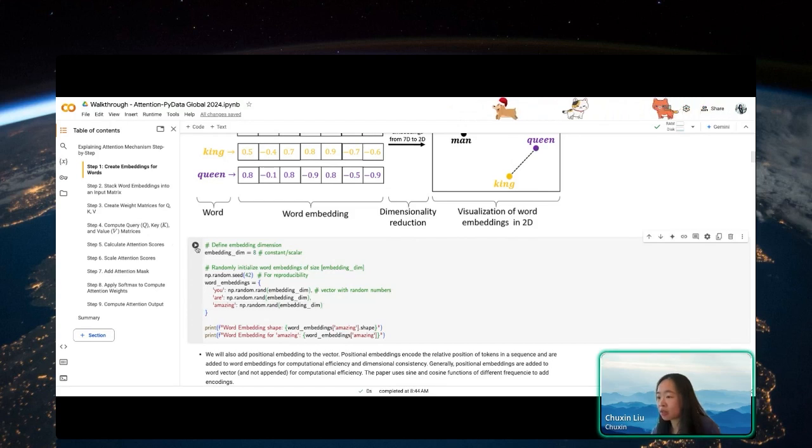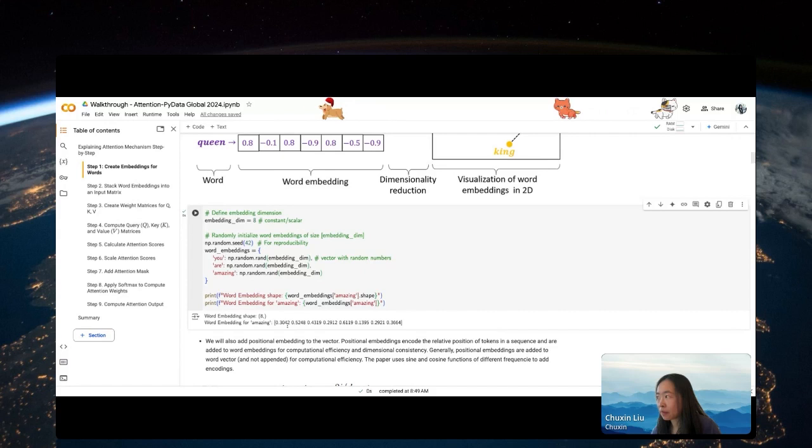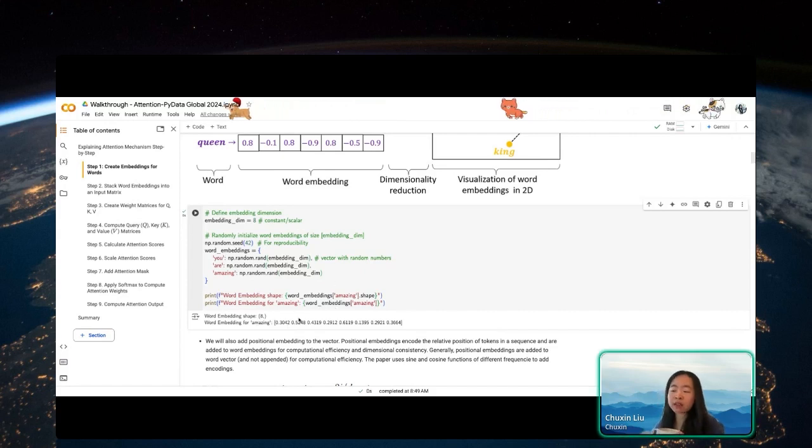Okay, and then we hit run. If you are doing it correctly, your word embedding shape should be 8. It should be a vector. And then the word embedding for amazing should look like this. It's a set of random numbers for now because we haven't trained the model. But after we train the model, the embedding will have meanings.